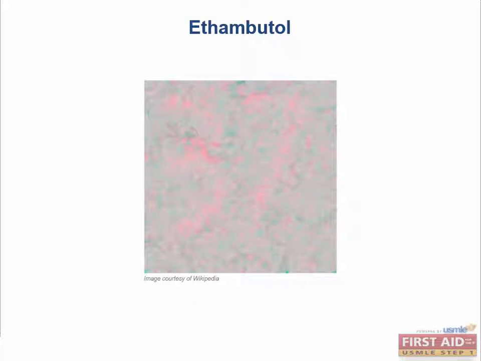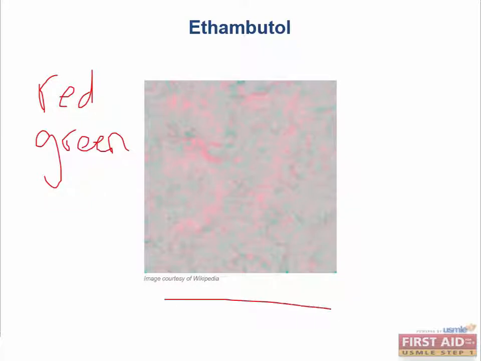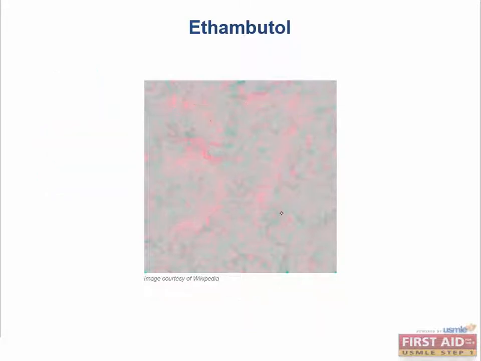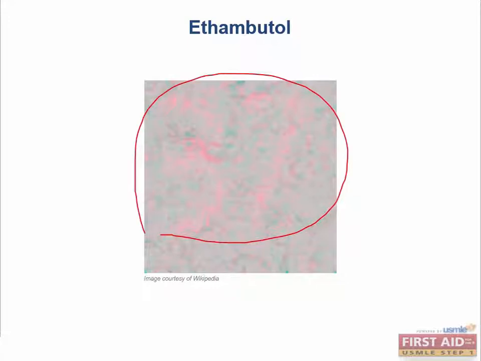The unique toxicity associated with ethambutol, and probably one of the most important things to know for Step 1, is that it can cause an optic neuropathy that leads to red and green color blindness. So look at this image real closely. Can you see a number in this image? Well, there's a number 37 in this image. Individuals that suffer from red-green color blindness or ethambutol-induced optic neuropathy are going to have difficulty seeing this number 37 here in this image.